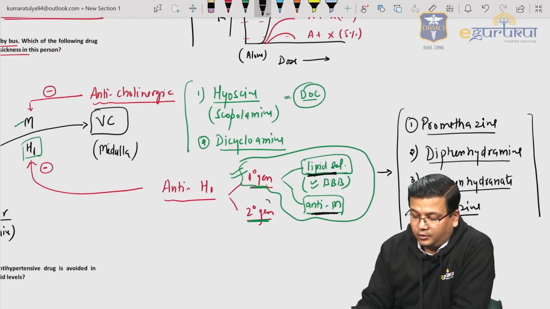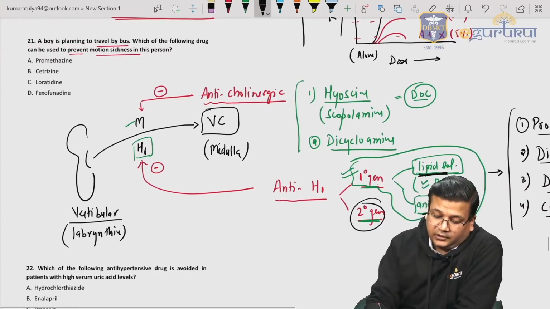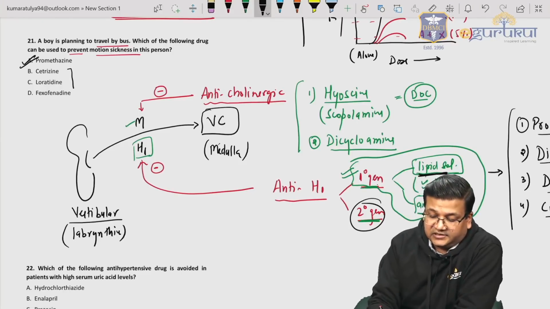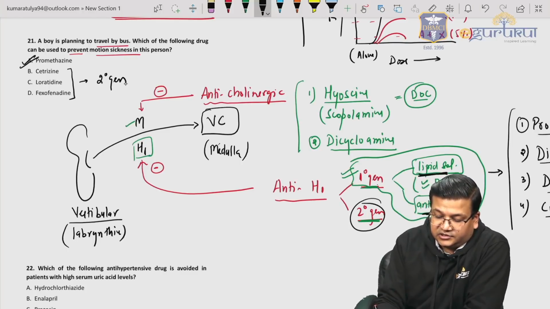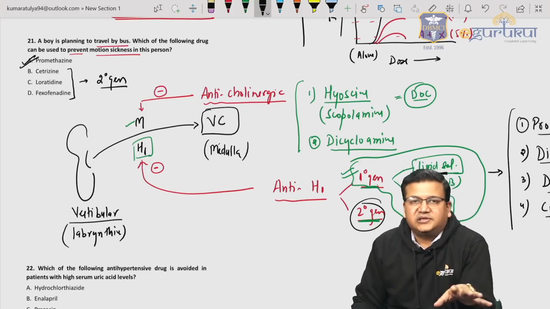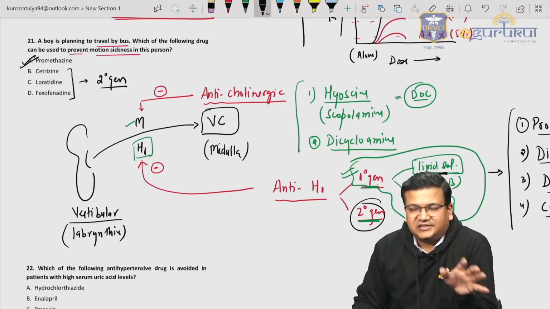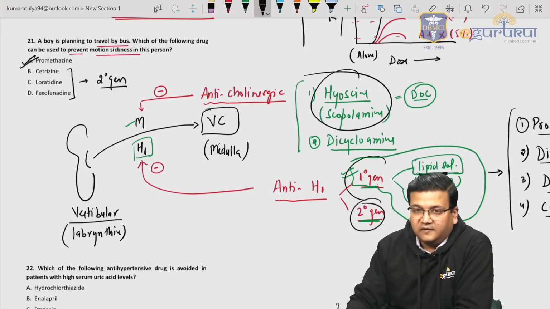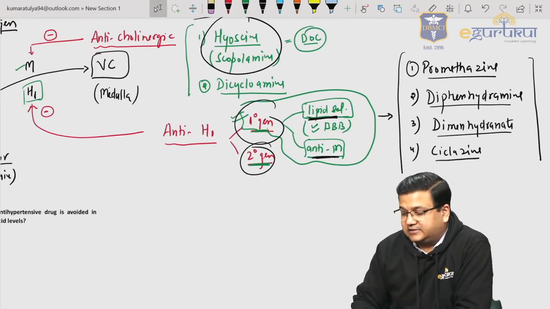So they will be preferred over second generation because second generation do not have both of these properties. So we look at the options and we find promethazine is given. So that will be the answer. Cetirizine, loratadine, fexofenadine are all second generation antihistaminics. They can neither penetrate the CNS very well, nor do they have anti-muscarinic properties, so they will not be useful or beneficial in the treatment of motion sickness. So for motion sickness, hyoscine is the drug of choice. If not given, look for first generation antihistaminics like promethazine, diphenhydramine, dimenhydrinate, cyclizine.